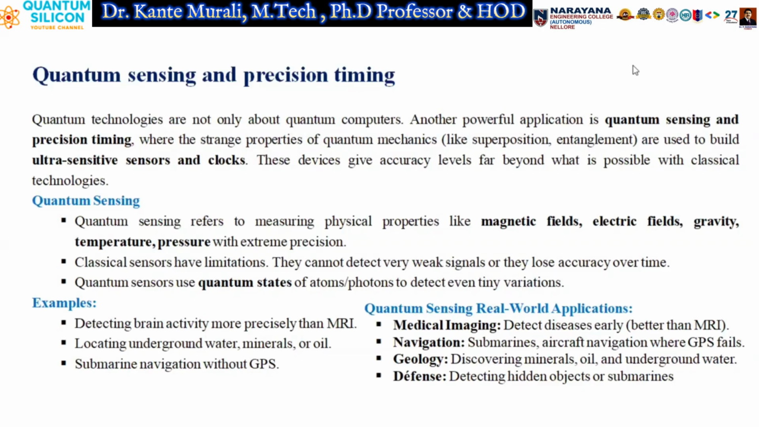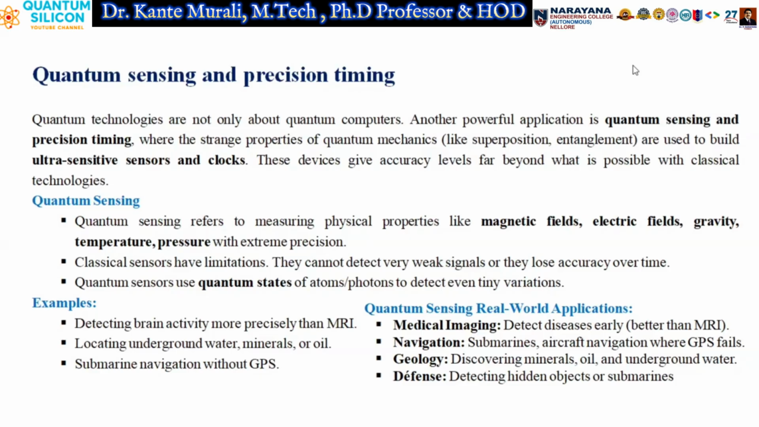Some of them are detecting brain activity. As today we are using MRI scans, you may expect higher precision than MRI. Also locating underground water, minerals or oil. Of course, these different types of sensors are already available as of now, based on classical technology. It's not new, but what we are doing is developing new sensing techniques, new sensing materials or new sensing approaches for the same applications, like underground water and minerals.